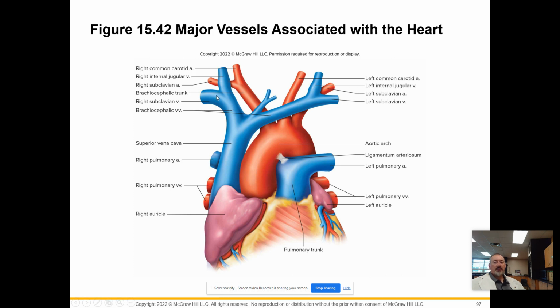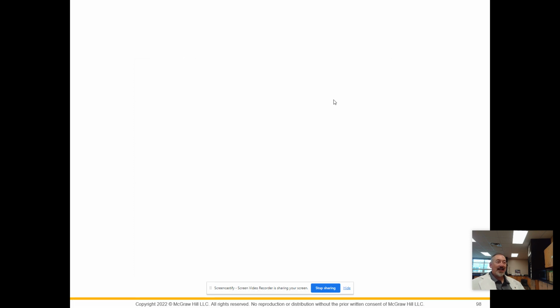If you have a branch that's going to be going off, this is the right subclavian vein. That's going to run right there with the right subclavian artery. Similar on the other side with our left internal jugular vein. And here we have our left subclavian vein. All right, so that's going to contain it on the vessels, just an overview there.